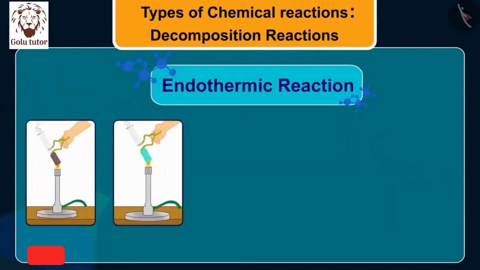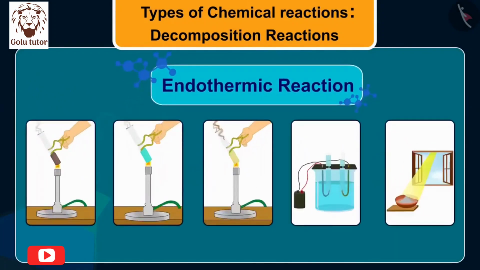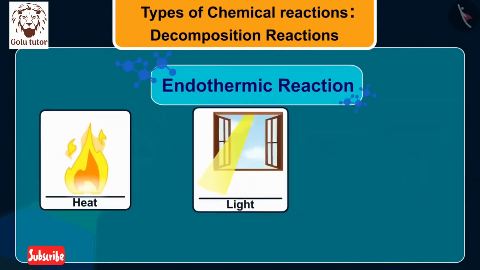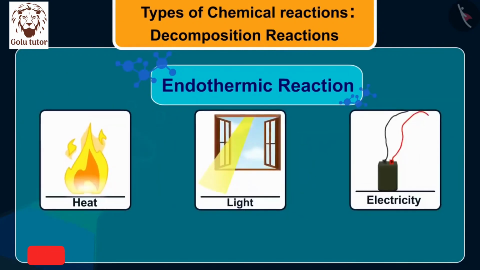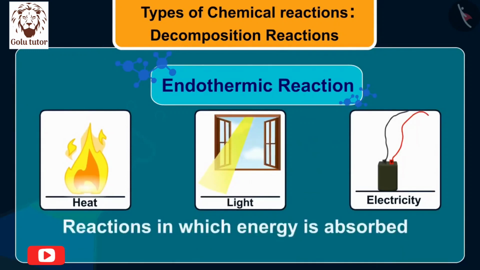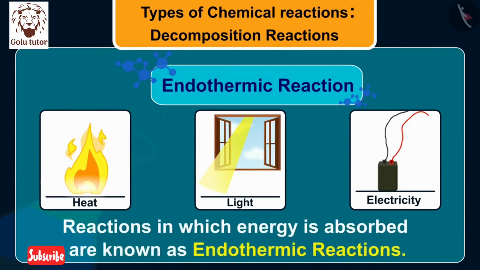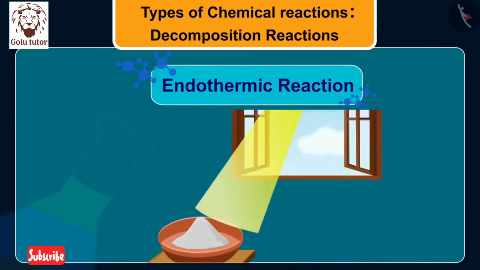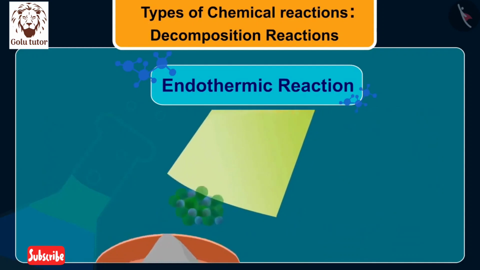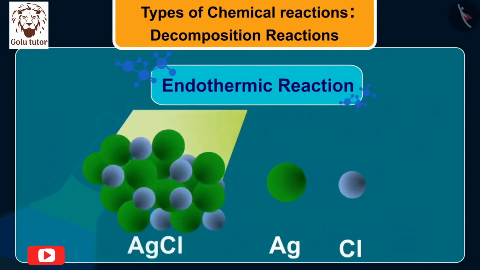Do you know these decomposition reactions always require some energy? This required energy is either in the form of heat, light or electricity for breaking down the reactants. Reactions in which energy is absorbed are known as endothermic reactions. Absorption of energy causes the breaking of the bonds present in the reacting substance, which decomposes to give the products.